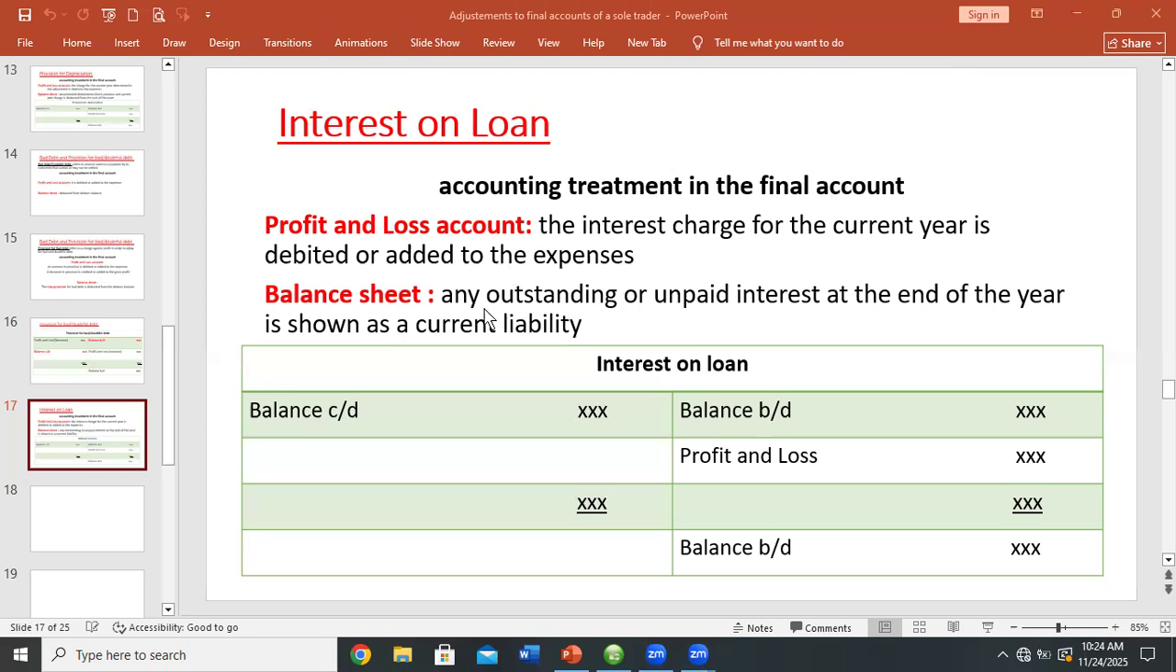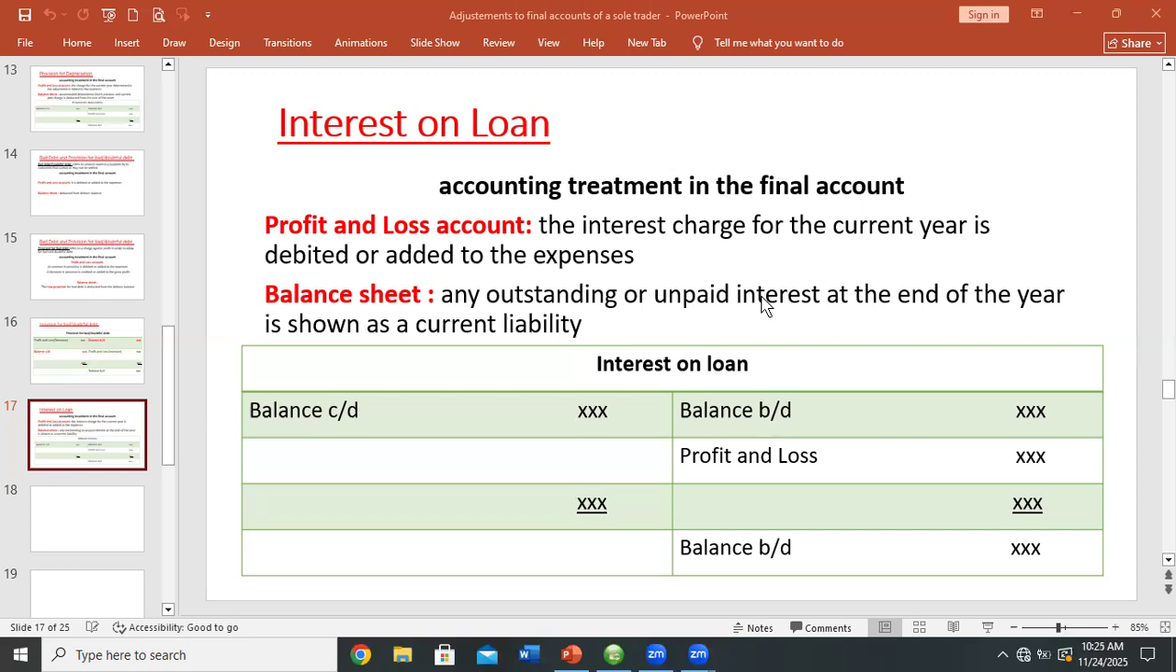Then in the balance sheet, pay attention, any outstanding or unpaid interest. So if out of the 2,500, I might have paid 1,000 to GCB, then the outstanding will be the 1,500. That is what I will show in my balance sheet as a current liability. If at the end of the year I have not paid any of the interest, then the full 2,500 will go into the balance sheet as a current liability.